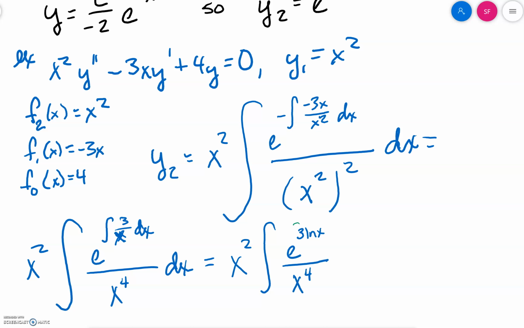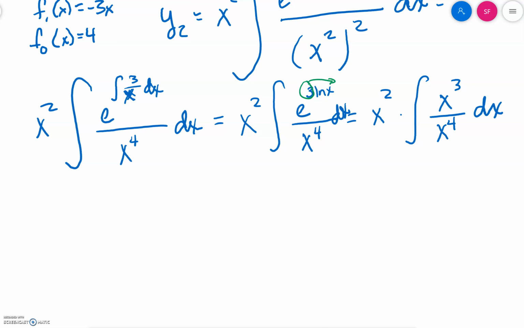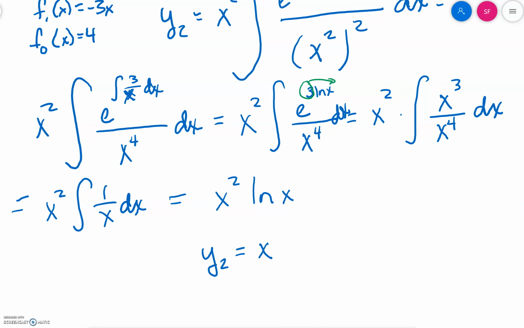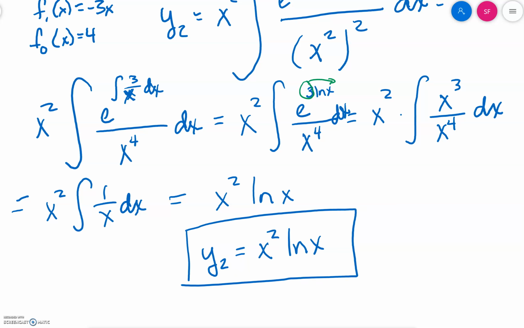But pulling this up to the top and then using our log rules, we've got x squared times the integral of x to the third over x to the fourth dx. Oh, I forgot my dx here. This isn't looking too bad. So now we've got x squared times the integral of 1 over x dx. And so we've got x squared times the natural log of x. So my second solution is going to be x squared times the natural log of x. Not too shabby. If you guys have questions, please let me know.